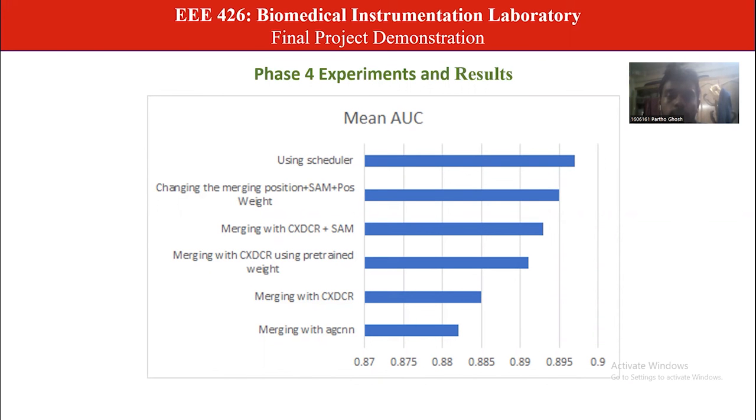The best result we achieved was by attaching positional weights in our training scheme that we experimented with in phase 3 and changing the placement of margin. Then finally, using a scheduler helped increase the result a bit more. The final result gave us a mean AUC of 0.897.